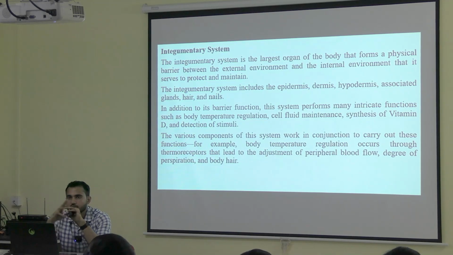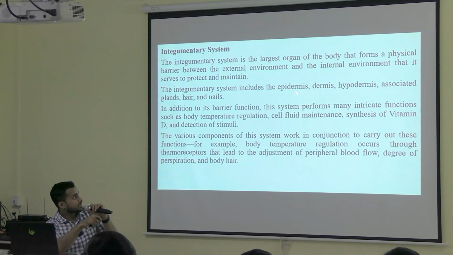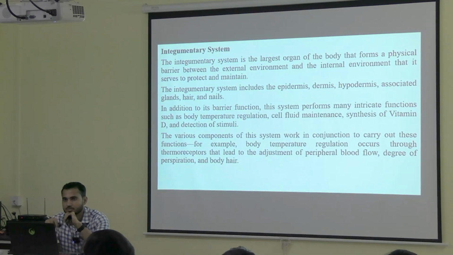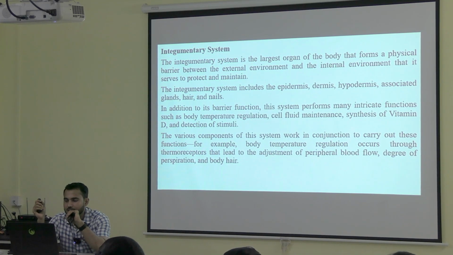Now, if you see the integumentary system, different layers are present: epidermis, dermis, hypodermis, and associated structures. For example, glands, different types of glands, hairs, nails, etc.